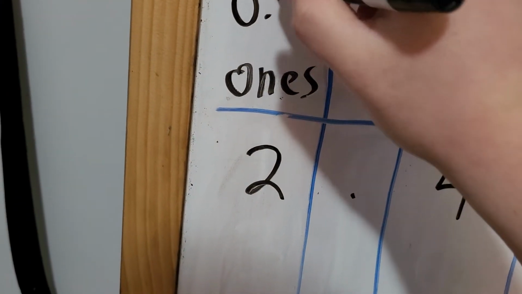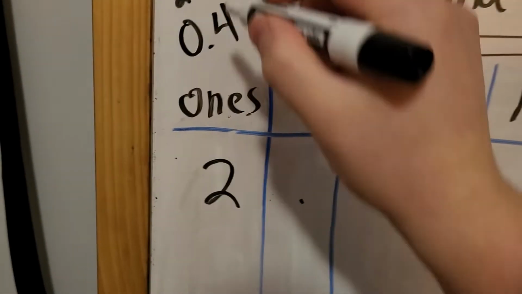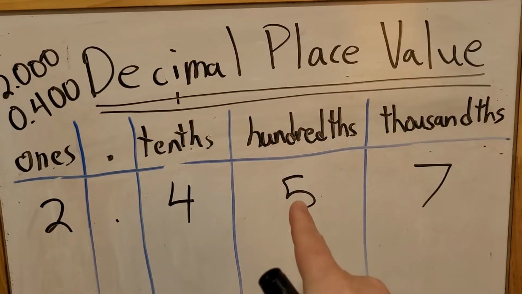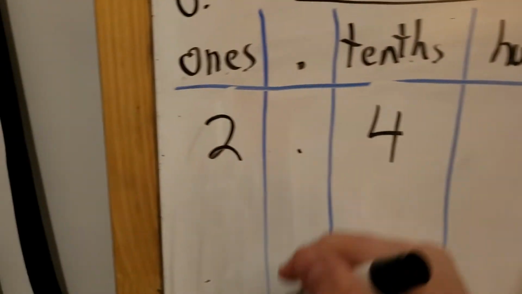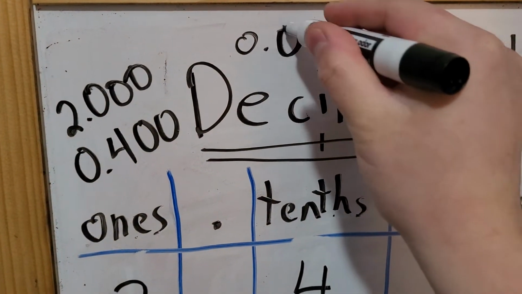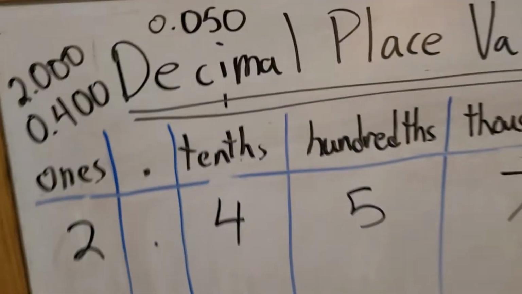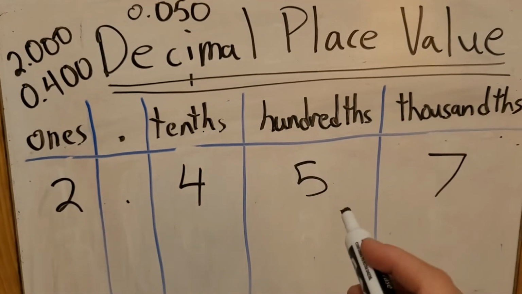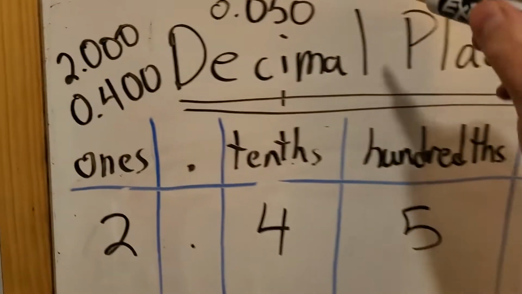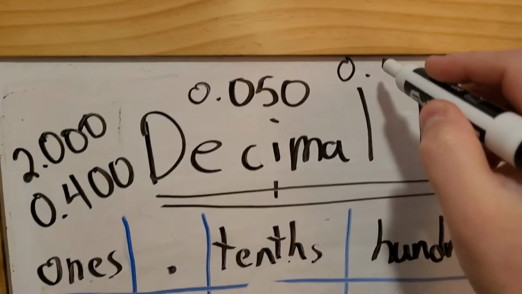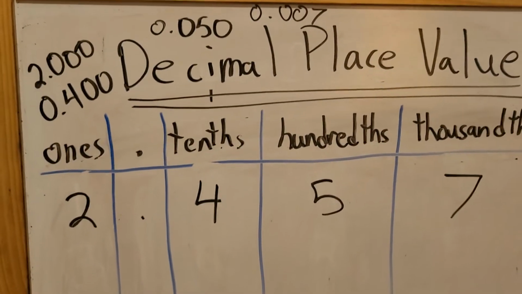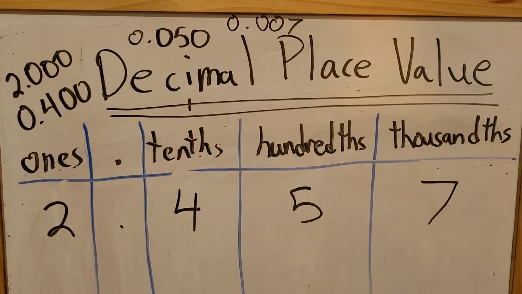So that would be 0.400. 4/10. The hundredths, 5, well, that would be 0.050. Okay, that's what it's equal to, 0.050. And the thousandths, well, that's 0. I think you figured this out by now. 0.007. That's the place value of the thousandths.